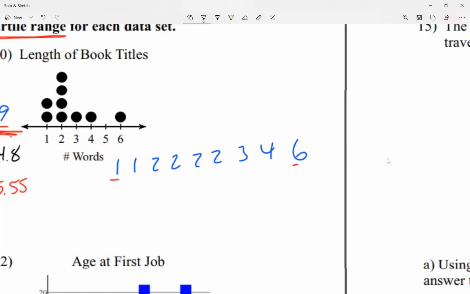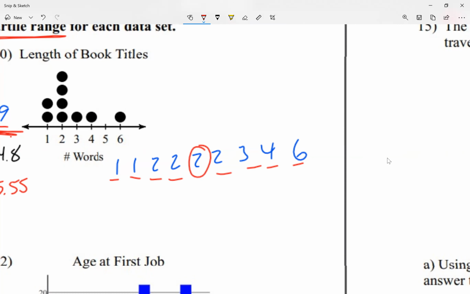So I cancel the smallest with the largest, the smallest with the largest, and so on. So this is my median. Okay, the median is 2. Now that separates my data set into lower half and upper half.